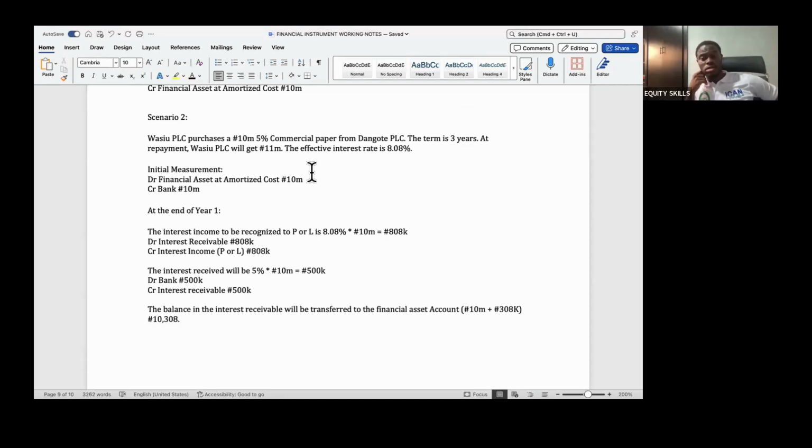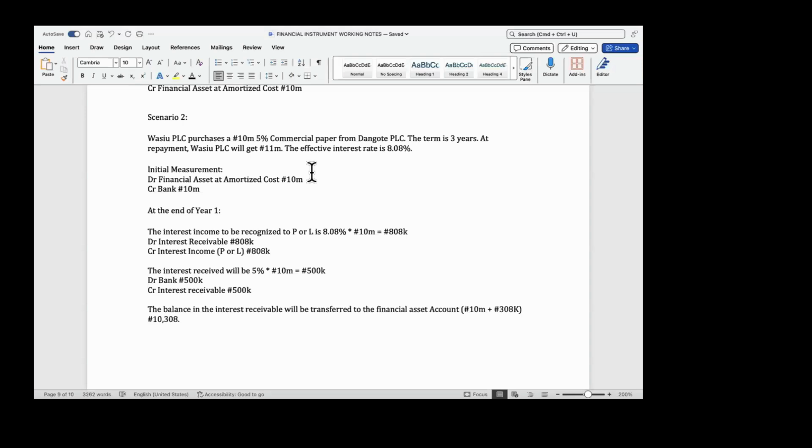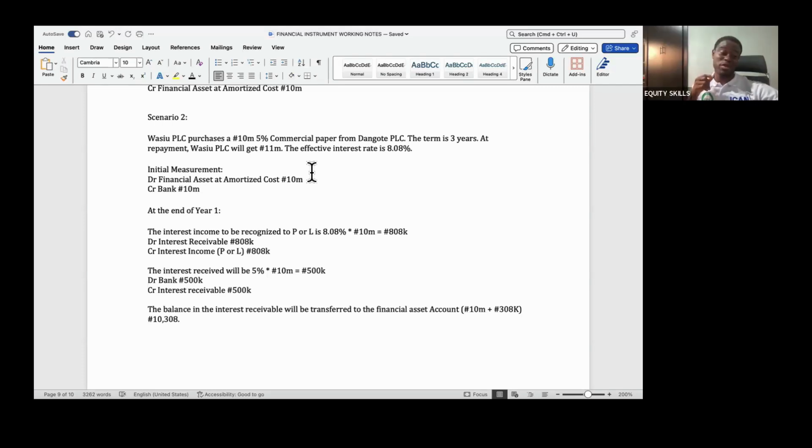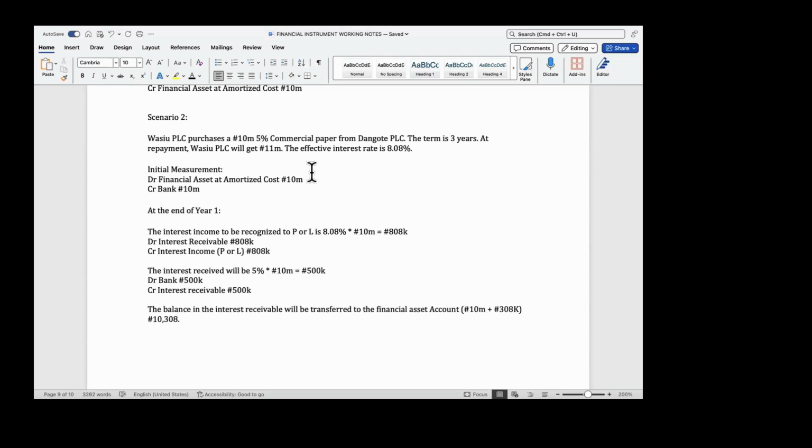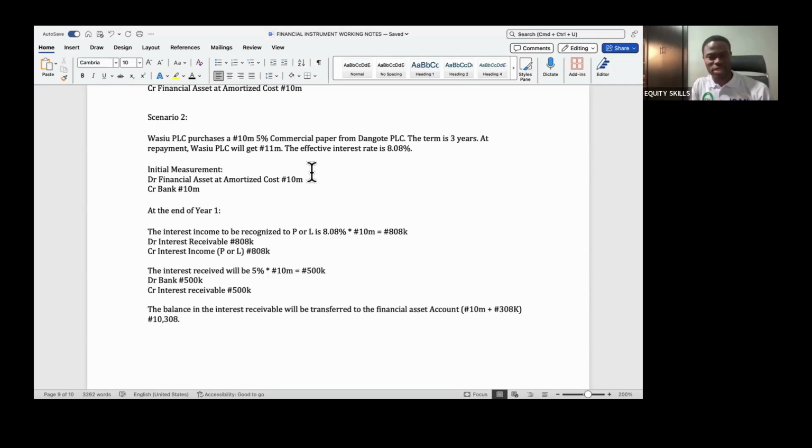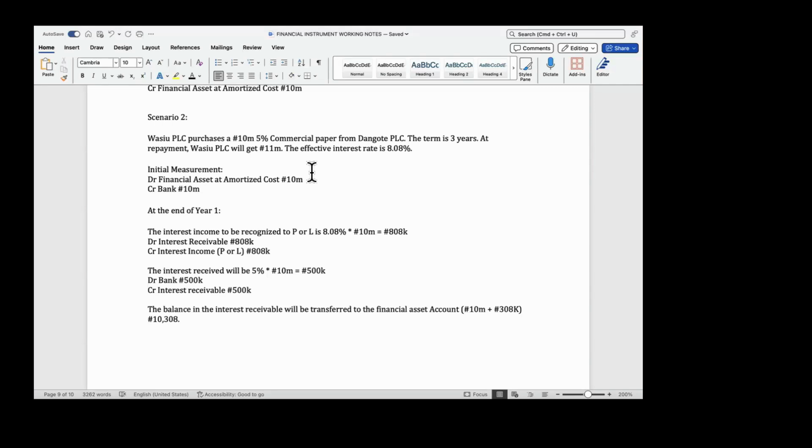How did you get the 308? How did you know that 308 exists? Yes, because looking at the 5%, when you deduct it from the 8.08%, the remaining percentage is the interest receivable. Why would you want to do that? When they give you exam questions, I'm sure you will always get it wrong. Don't do that. It's not even correct. Okay. So we have to follow this. All right, sir. Yes.